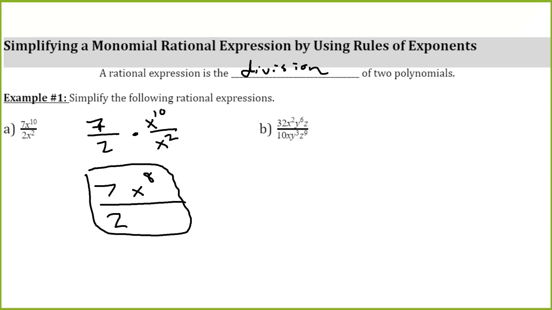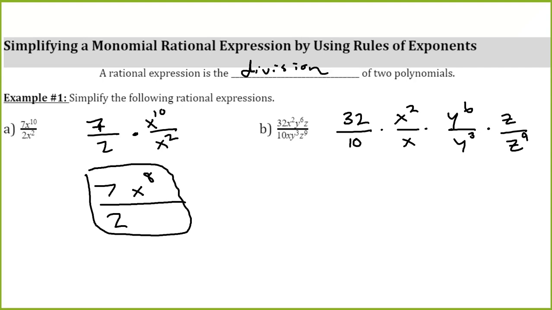In the second one, we've got a bit more numbers to work with. So let's just separate it out. We have 32 over 10. That's my number part. And then as for my x's, I've got x squared over x. For my y's, I have y to the 6th over y to the 3rd. And for z's, I have z and z to the 9th. So I'll be using what I used over here, dividing each of these out using my exponent rules.